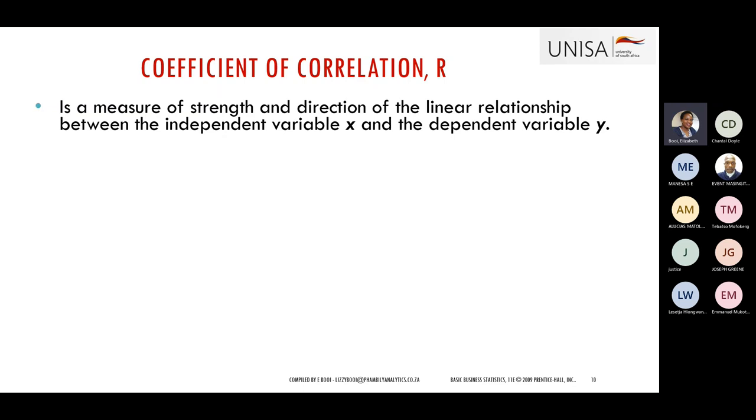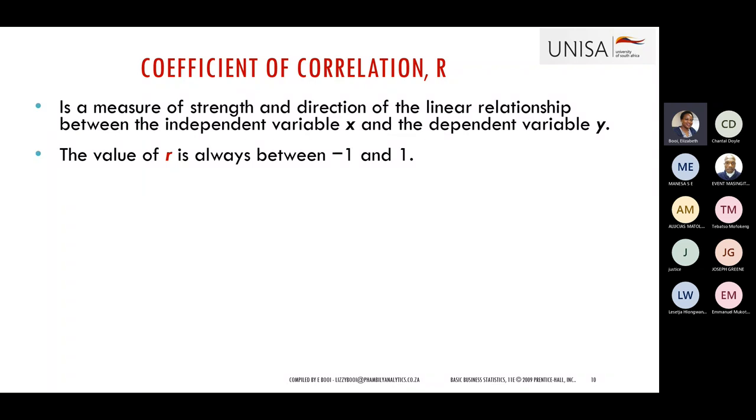It can also give you the direction, but we already know how to interpret the direction based on the negative and the positive, right? But with the coefficient of correlation, the most important thing is it will give you a number, and that number will always be between 0 and 1, and it will tell you the strength of that relationship, whether the direction is negative or positive. And like I said, it's between 0 and 1.